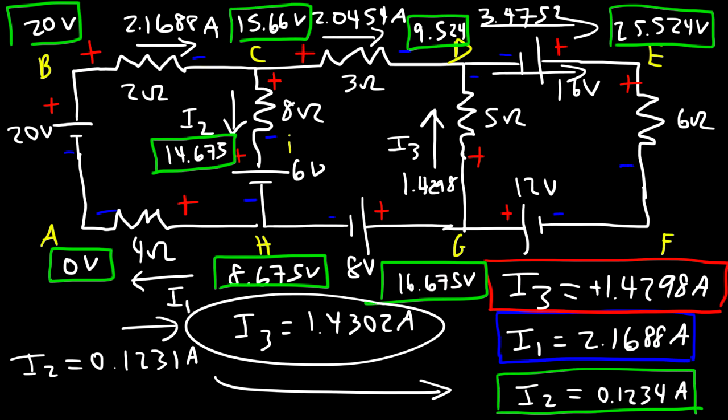Now let's calculate the electric potential at F. So we have it from G. So let's go from G to F. And so going from a high potential to a low potential, that's going to be a voltage drop of 12 volts. So 16 minus 12 is 4. So the potential is going to be 4.675 volts at F.